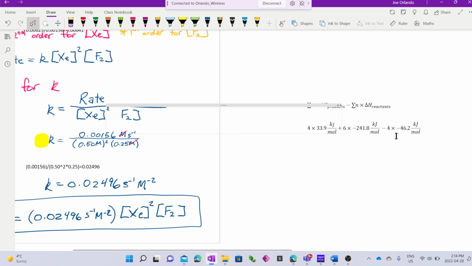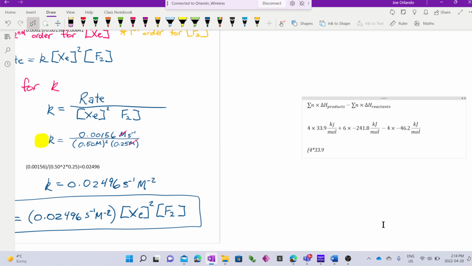So this is our setup, and I feel like we probably just switched a negative sign somewhere. So let's see. We have 4 times 33.9 minus 4, and on this side I'm just going to set it up, one side at a time. Plus 6 times negative 241.8 minus 4 times negative 46.2. Oh wait. Okay, so I did. That's probably where I went wrong.